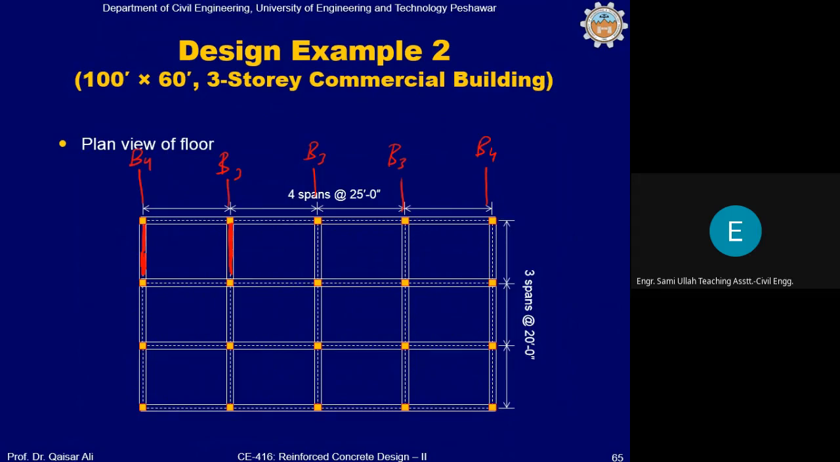Okay, exterior panel of B4 and B3. Okay, so this load will come from panel 1. Correct? So very quickly we can calculate the load coming from panel 1.